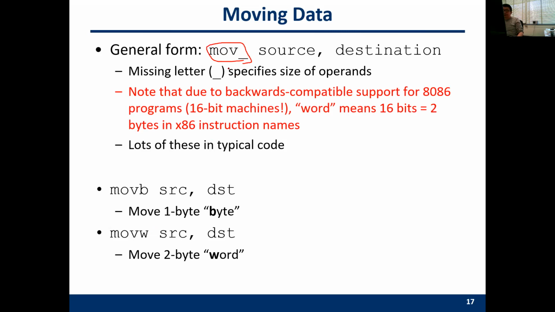So here is one example. You can add different letters at the end of this move instruction. B indicates 1 byte, W indicates 2 bytes. W is an indicator of a word, which is 2 bytes. So the first operand is the source. The second one is the destination. You actually move the data from here to here.